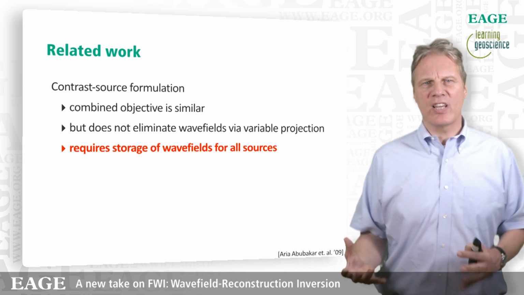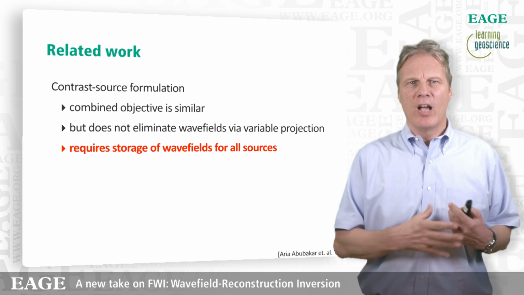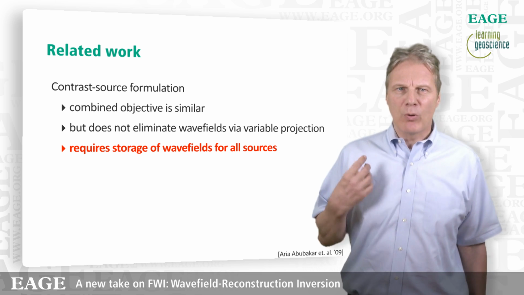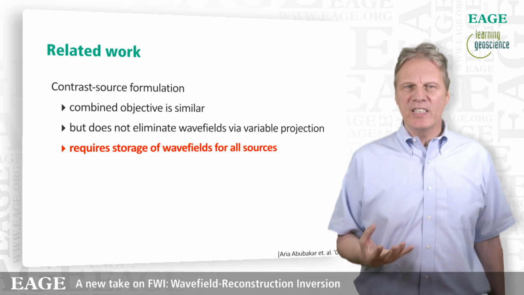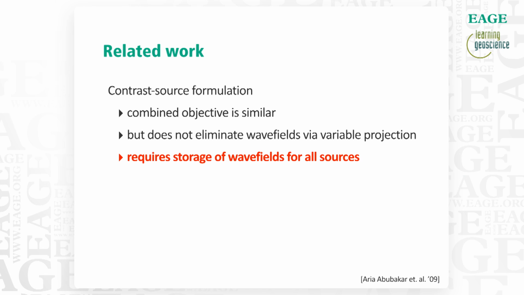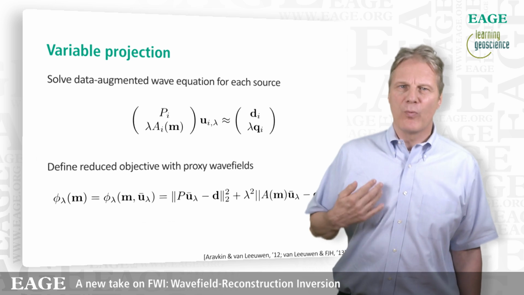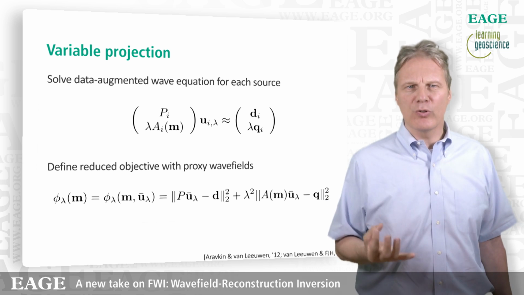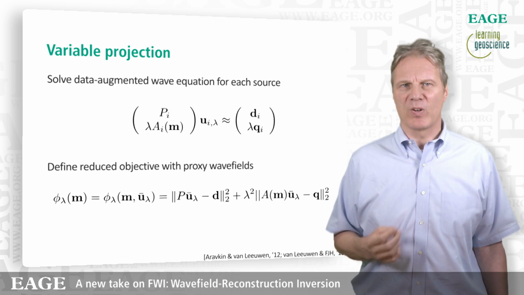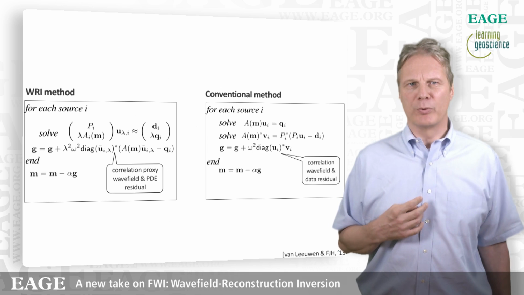Now, this work doesn't necessarily stand on itself. Some other work is done, for instance, the contrast source formulation, where the combined objective is similar, but the formulation is different such that it needs storage of all the wave fields for all sources, and that's really special about our approach, where we don't need to do that. And the reason we do not need to do that is because we use a variable projection method, where we first, for a given M, solve this augmented wave equation by solving this least squares problem on this slide, and then if we have these wave fields, we then construct a reduced objective and we optimize that for M. So that's the key idea, and it uses techniques from variable projection.